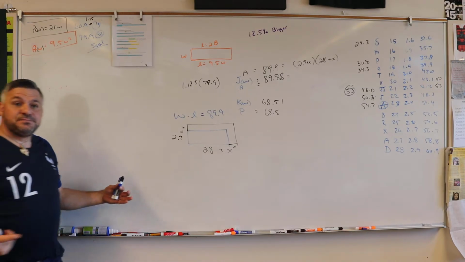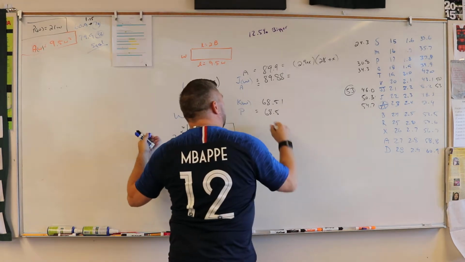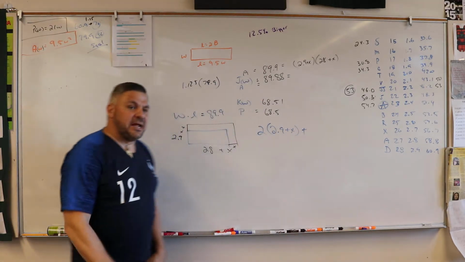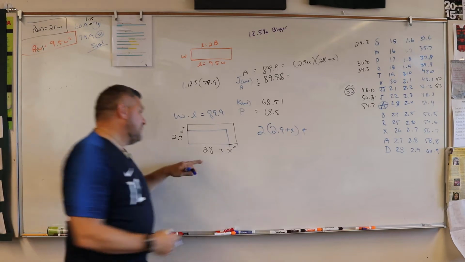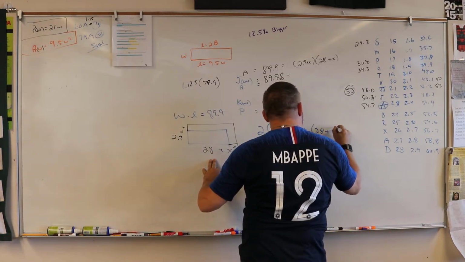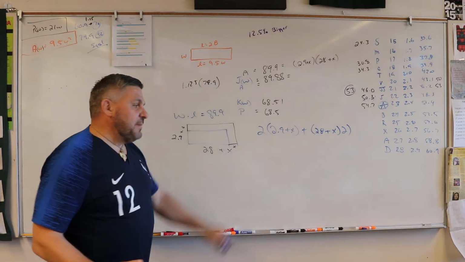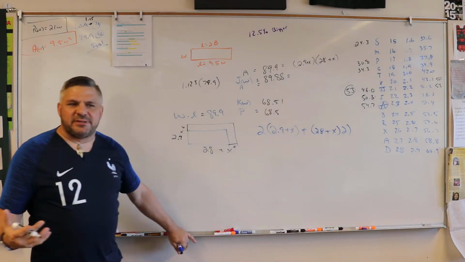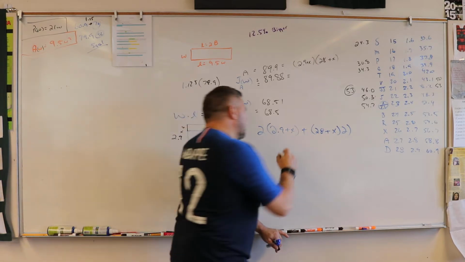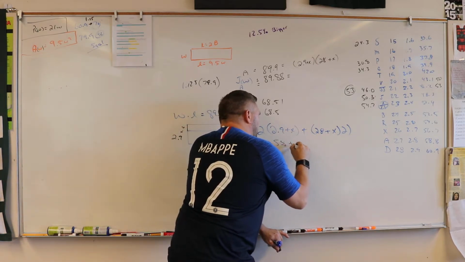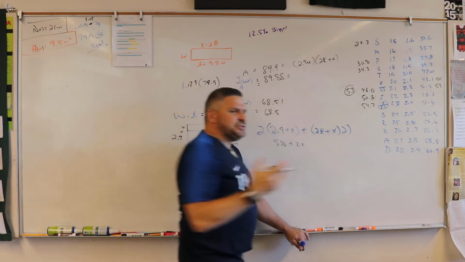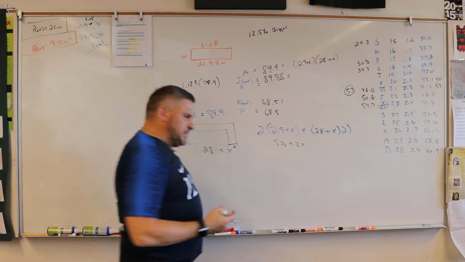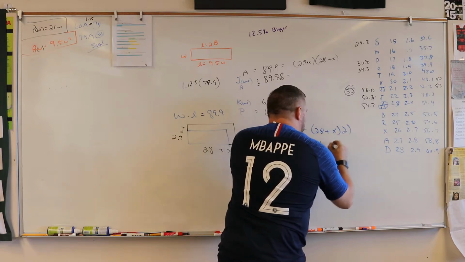Now the perimeter is easy, right? So perimeter is 2.9 plus x, and I have 2 of those. And then I have 28 plus x times 2. I'm going to add all that up. That's 5.8 plus 2x, and this is, what's 28? 2 times 28 is 56. 56 plus what?